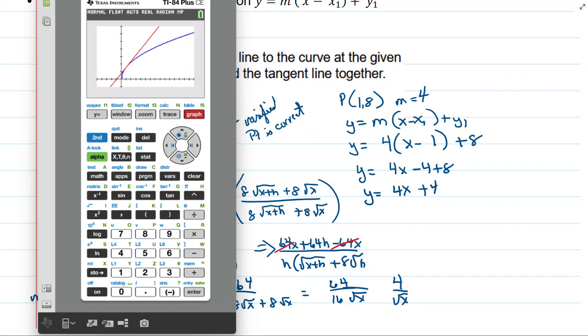Everybody got that? Now we want to make sure the tangent point means that the line touches the function at (1, 8), right? We've got to make sure. So we're going to go second calc, and go to value, and enter 1. And it says for the blue line, it's 8. If I move down, it says for the red line, it is 8. Everybody know how to do that on their calculators? Everybody good? All righty then. We are good. I'm going to stop right here. That's 17 minutes, so I'll stop right there.